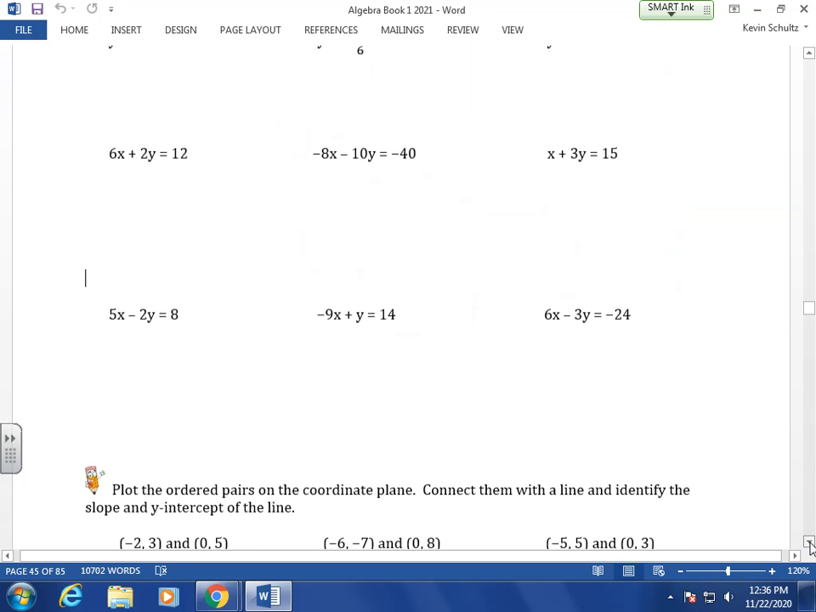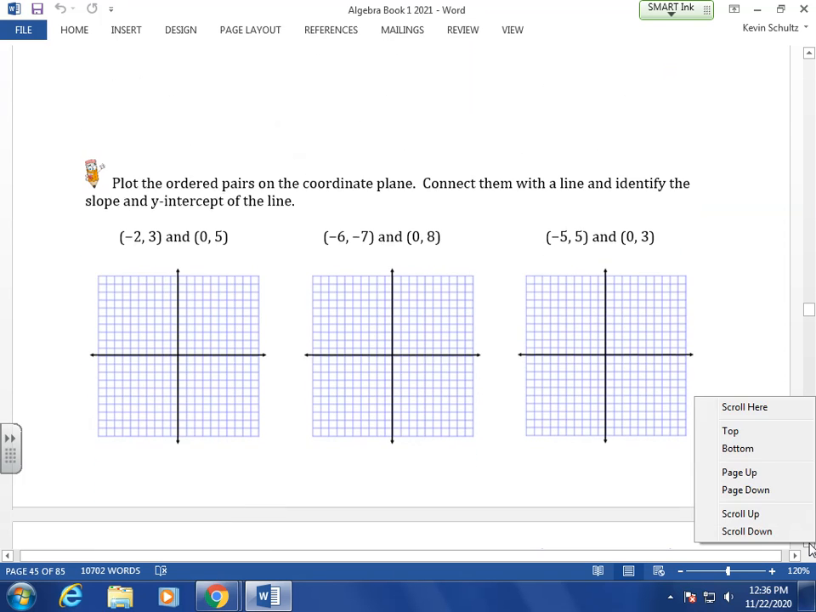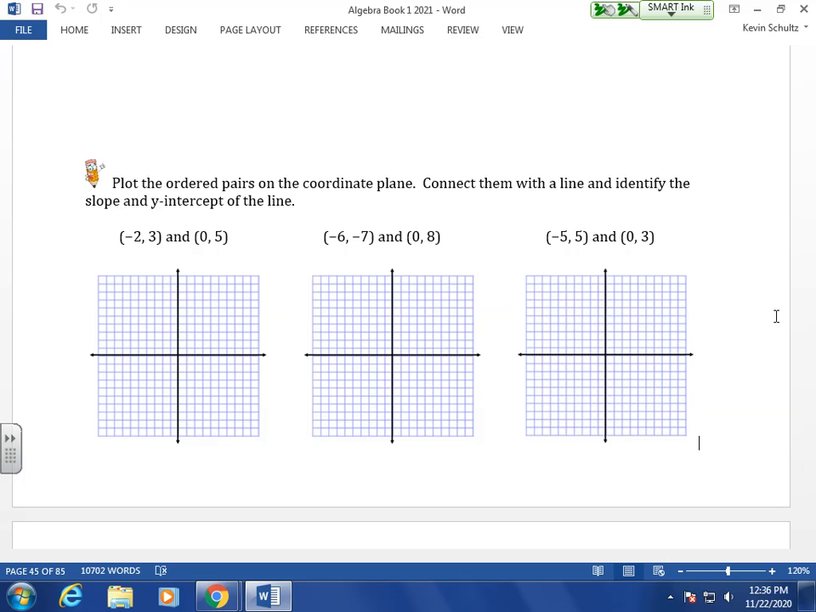Down below, it says plot the ordered pairs on the coordinate plane, connect them with a line, and identify the slope and y-intercept of that line. I'll put one of these on your quiz as well. So you'll do the work on the page, since you can't plot the points on the Google quiz, and then just the answer will be what's the slope and the y-intercept. So let's do the second one, just because.